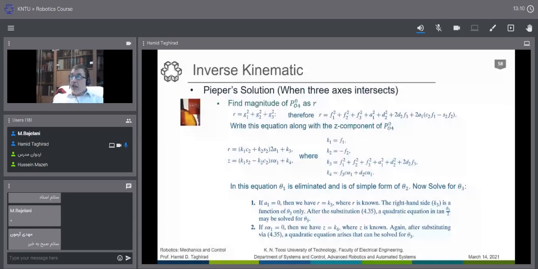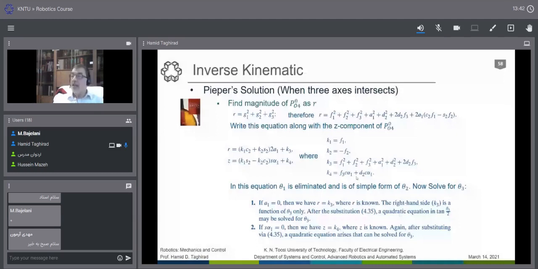Now, if alpha 1 is equal to 0, then this equation is R equal to K3. K3 is a function of F1 to F3, only a function of theta 3. We can solve for that. If sine of alpha is equal to 0, then this equation is 0, and Z2 is equal to K4. K4 is a function of F3, a much simpler equation of F3, and we can again solve for theta 3.